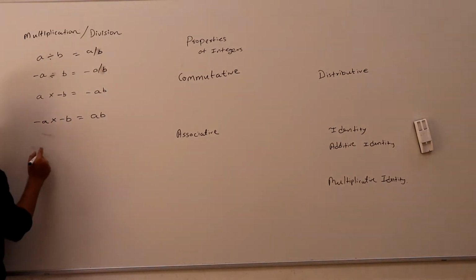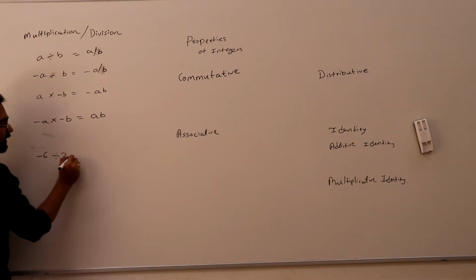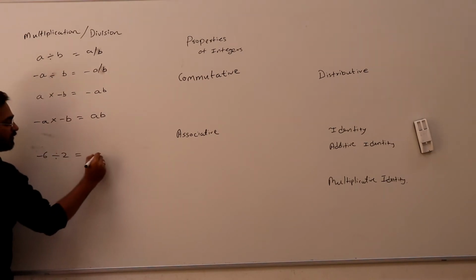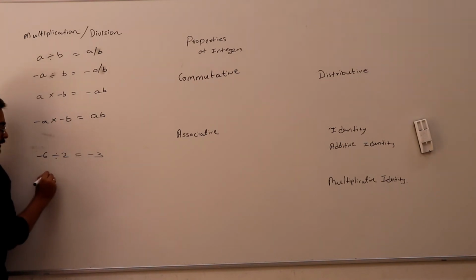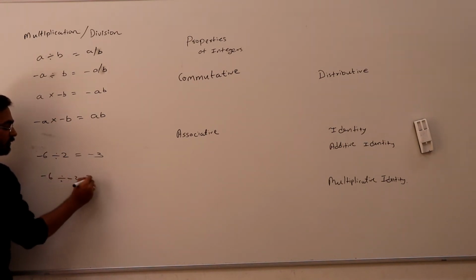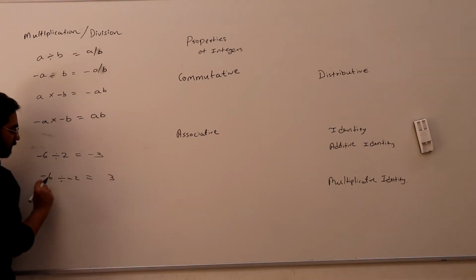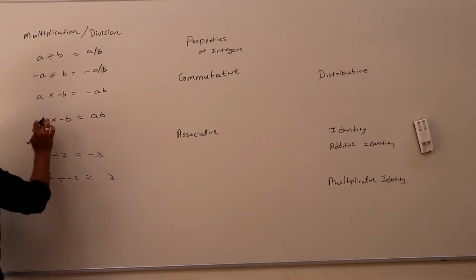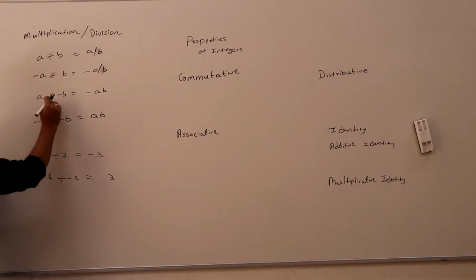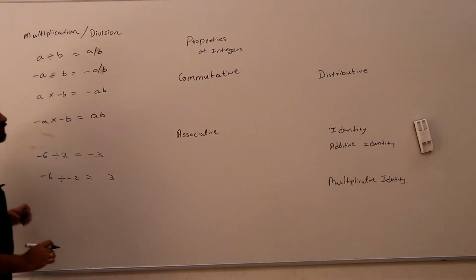For example, minus 6 divided by 2. 6 divided by 2 gives you 3, minus plus minus. If it is minus 6 divided by minus 2, 6 divided by 2 is 3, minus minus, answer is plus. Understood? So the same goes for these two also.